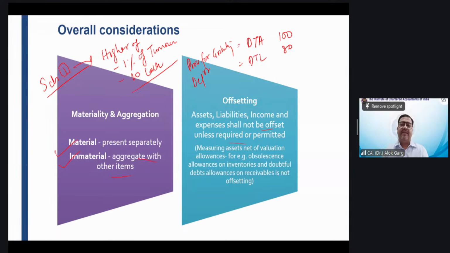Now, friends, tell me, in the balance sheet, should I present my deferred tax asset of 100 rupees and deferred tax liability of 80 rupees separately, or should I offset it? Should I offset this DTA and DTL and present a net DTA of 20 rupees in my balance sheet? Tell me what should be there.